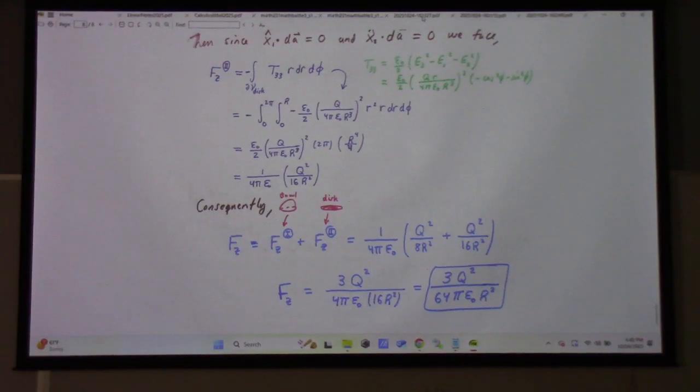So that's what we missed out on last time for that example. Now, moving on.